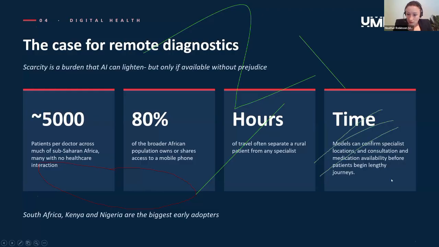So what models can do potentially is support by reducing the amount of time taken to connect with the right type of specialist, especially if you're having to take a journey to get to that location. You want to make sure that the specialist that you need is going to be there, that the clinic will be open, that they'll be able to see you on that day potentially. So being able to give that information in advance can be hugely beneficial. South Africa, Kenya and Nigeria are big early adopters of telemedicine, by which I mean video and phone call interaction with doctors in real time.